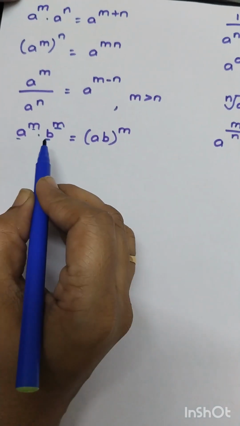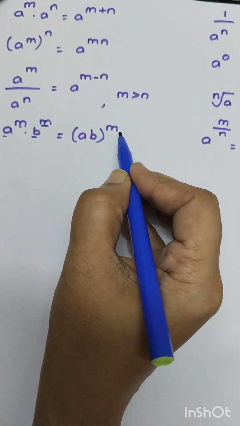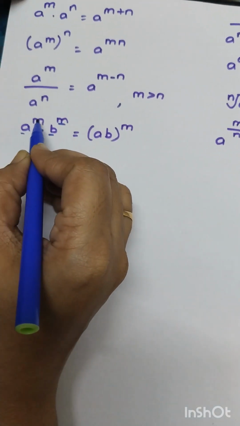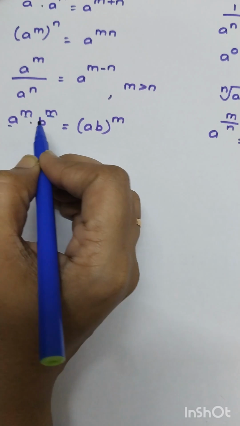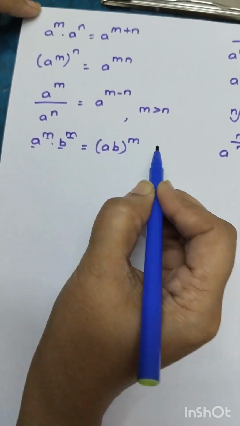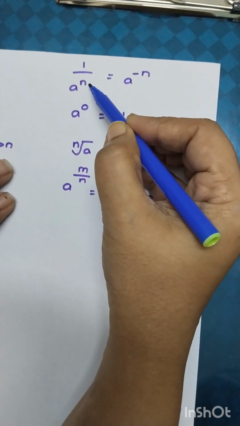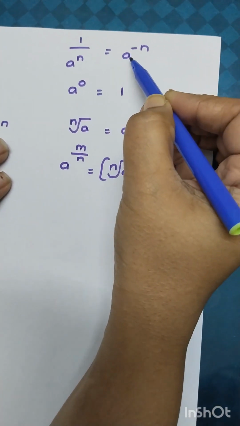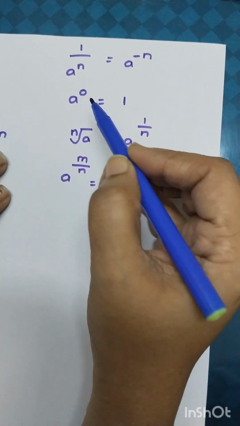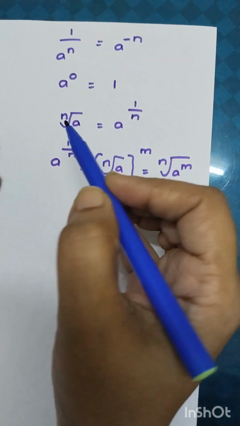A power m into b power m gives ab whole power m. Here both the exponents are the same, that is a power m, b power m. This will give a into b whole power m, the same exponent. Now 1 by a power n is written as a power minus n. A power 0 is always 1. Any number power 0 gives 1.